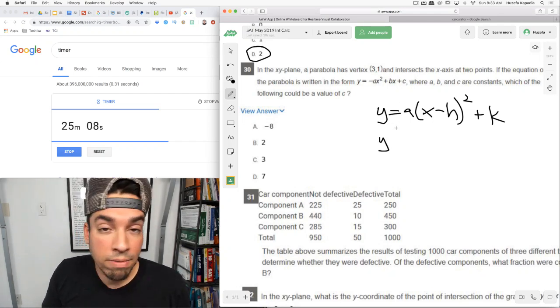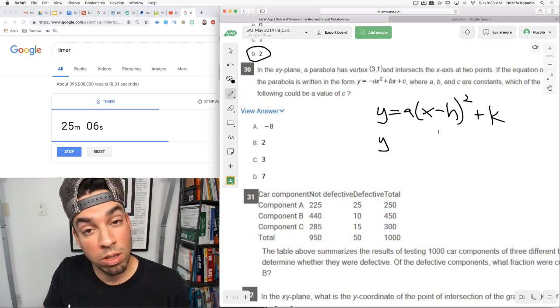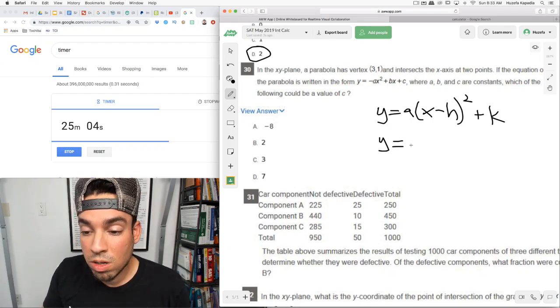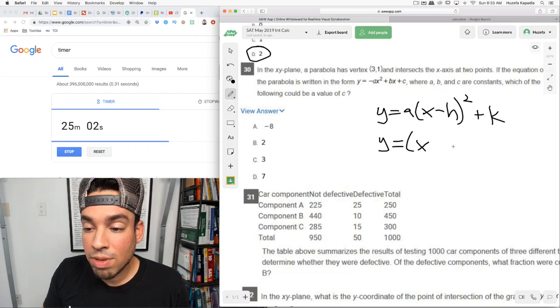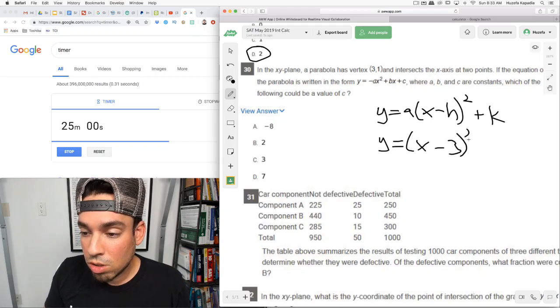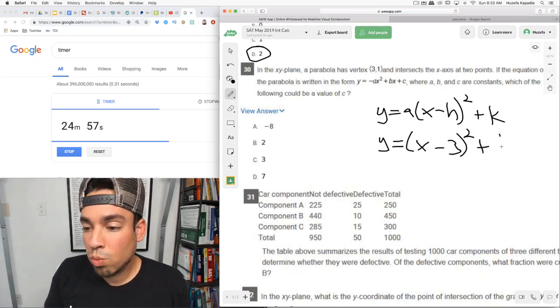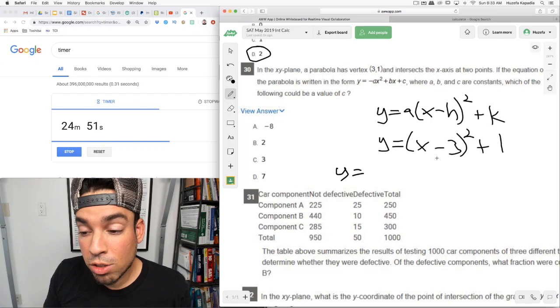So if you can't figure that out, you could keep it in as a if you want, and you'll see it's irrelevant, but I'm just going to call it 1. I don't want to deal with it. And then my x value of the vertex is 3, so x minus 3 squared. My k value is 1. Boom. Let's FOIL this out. So this becomes, remember, this is x minus 3 times x minus 3. You have to FOIL, so it becomes x squared.